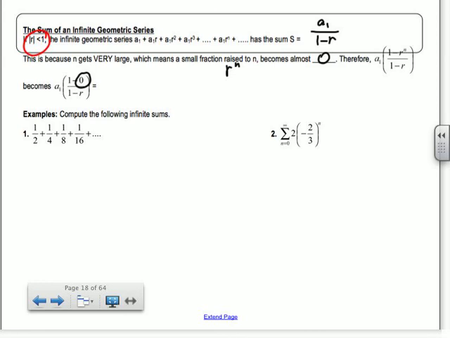But the key to that is that your ratio has to be less than 1. They say absolute value because R can be negative, like you can go positive, negative, and so on. If that happens, then your infinite sum, notice how they just call it S, not S sub n, because there's not n number of terms, there's an infinite number of terms, so they just call it S, is A1 over 1 minus R.